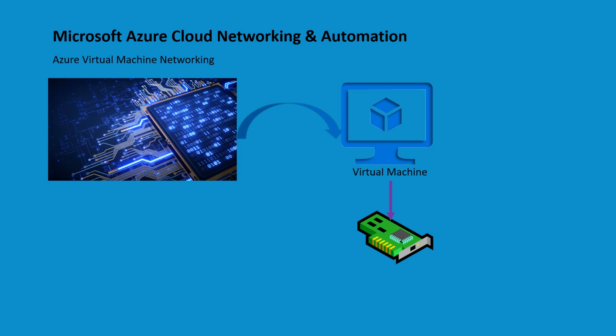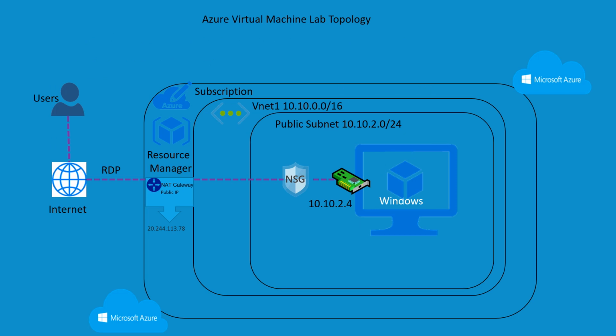Hey everybody, welcome back. In this section, we are going to talk about Azure Virtual Machine Networking. Everything starts from the NIC, which is the network interface card attached to your virtual machine. And that interface card will have the IP address and all the routing information. Let's take a look at the virtual machine we created earlier.